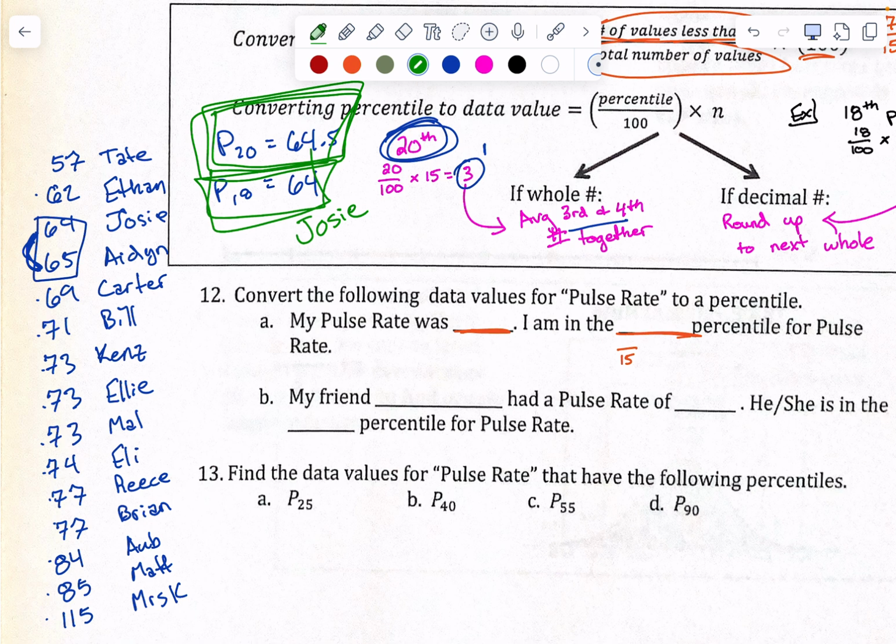Okay, so you took 25 over 100, right? And you take that times 15. 3.75. So you take the fourth number, and then you average. And the fourth number is Aiden, and that's it. No, only if it comes out to be a whole number.